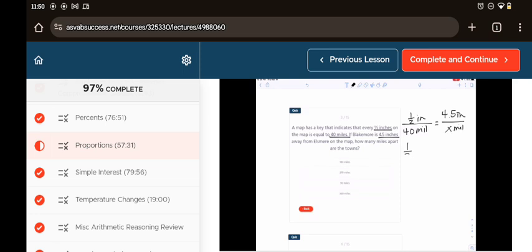Now that we've done that, let's cross multiply. 1/2 times x is 1/2 x. And 40 times 4.5, we're going to calculate. 5 times 0 is 0. 5 times 4 is 20. Placeholder 0. 4 times 0 is 0. 4 times 4 is 16. So there's one number behind the decimal point here. So there'll be one number behind the decimal point. My answer is 180.